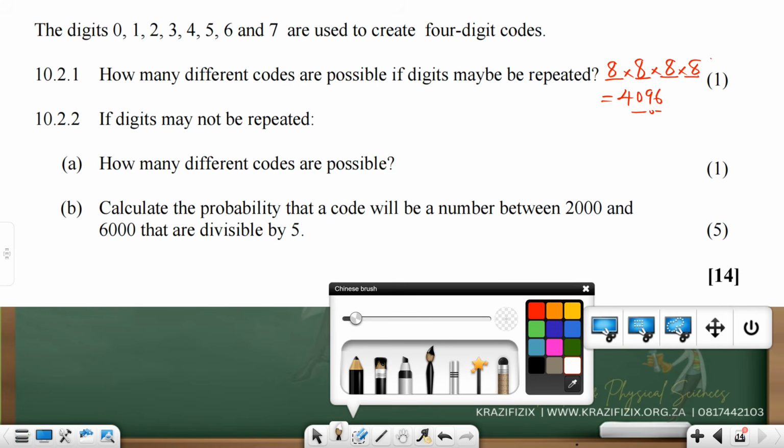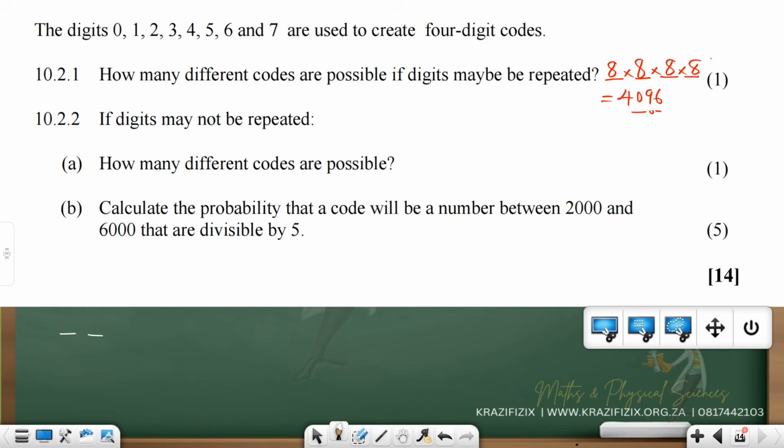How many digits? 4-digit code, right? 1, 2, 3, 4. Digits may not be repeated. In the first spot, how many digits do I have to use? 8. I could use from 0 to 7. So let's say I've used a 0. How many are we left with? 7 digits. How many are we left with now? 6. And how many are we left with? 5. You just multiply. So this gives you what? 1680. Done.